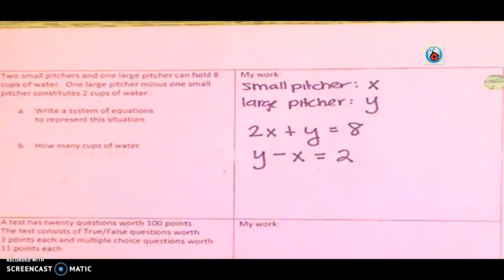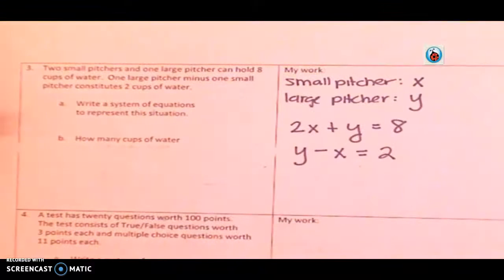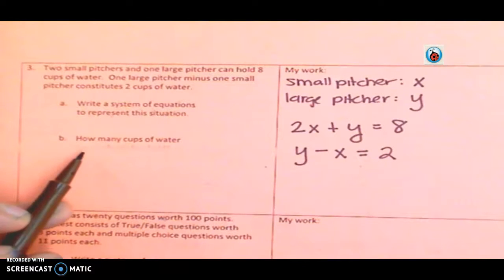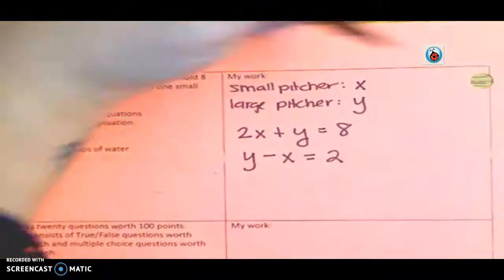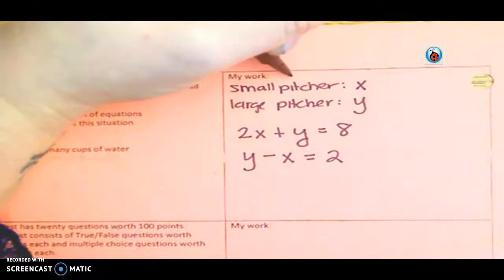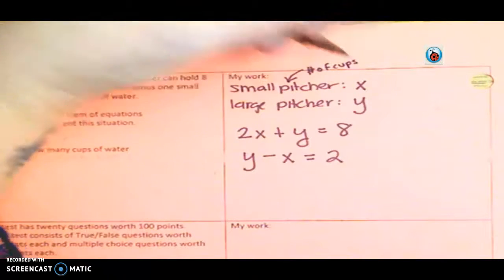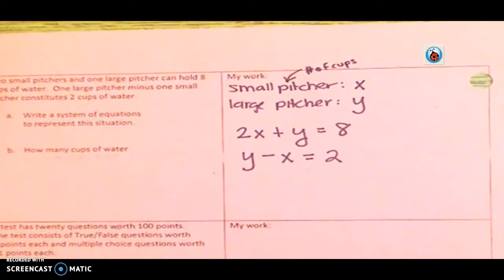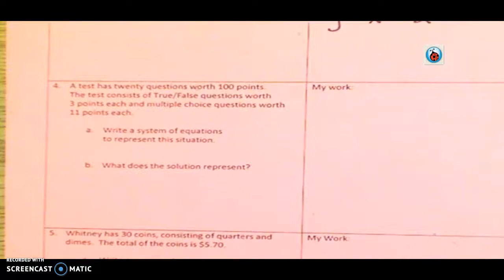So again, reading those clues, now I've got a system. I can use substitution, I can use elimination. But make sure that you answer the question: how many cups of water can each pitcher hold? So I need the answer for both X and Y. X is the small pitcher, the number of cups it can hold. All right, so to be more specific. Okay, all right, then check in.